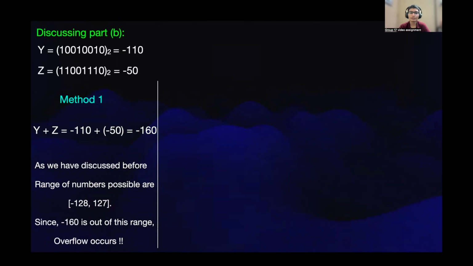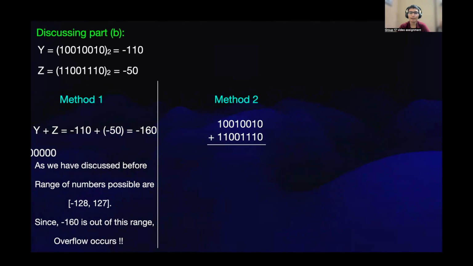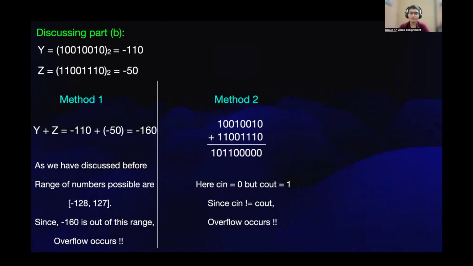Now we will go to method 2. In method 2, we are using carry in and carry out concept, for which we are going to add y and z using binary addition as shown below. Here, C in equals to 0, but C out equals to 1. Since C in is not equal to C out, overflow occurs.